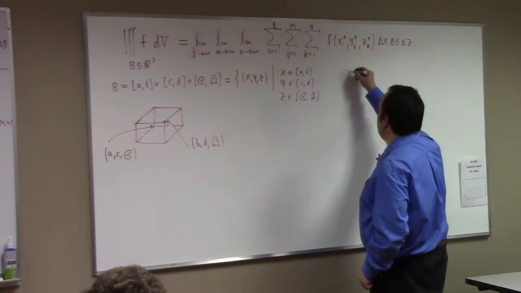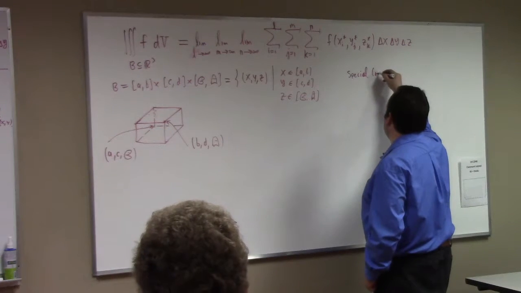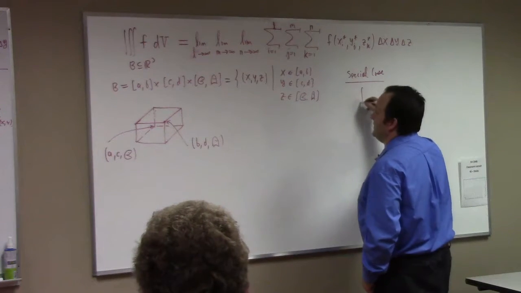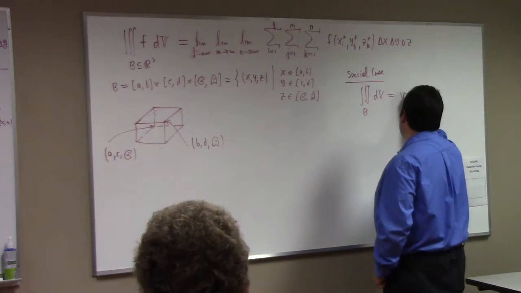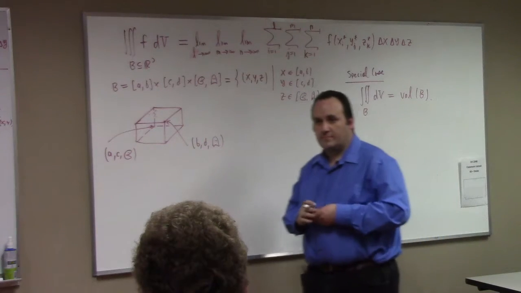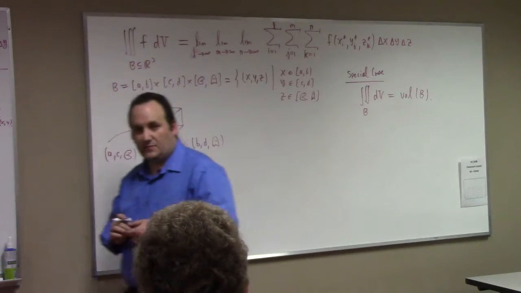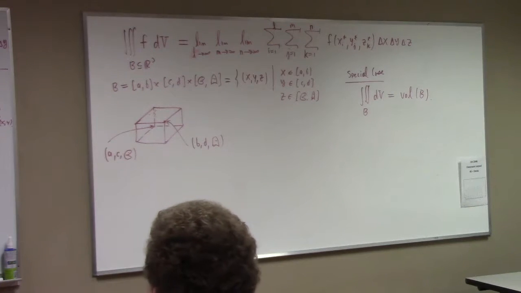Special case. If we do the triple integral over B of dV, what's that? That is the volume of B. That will be the volume of B if you do that integral, because you're adding up the volume of each little box and taking the sum, right? So that gives you the volume of the whole box.